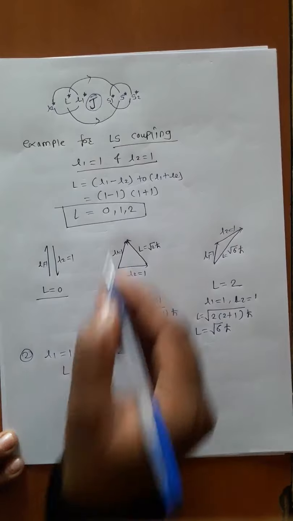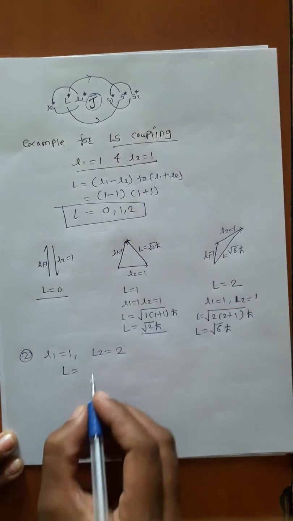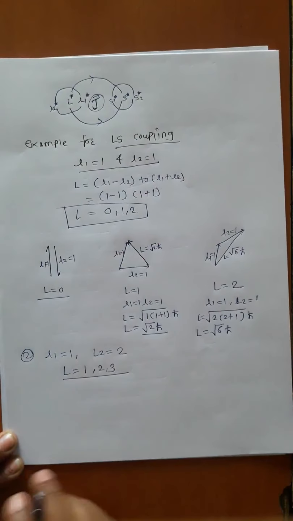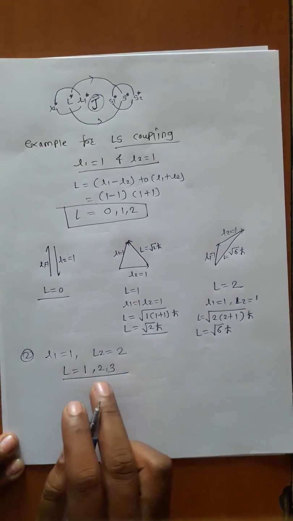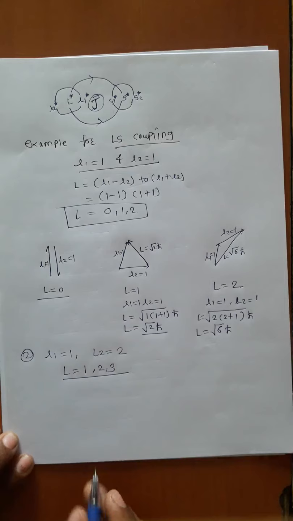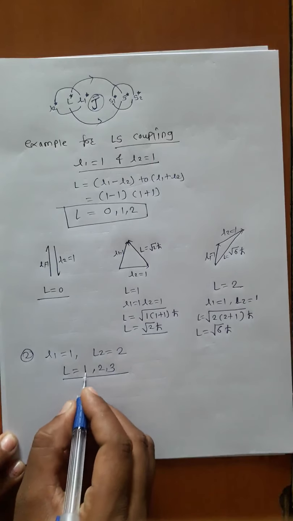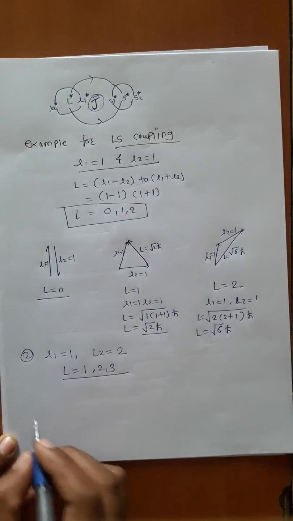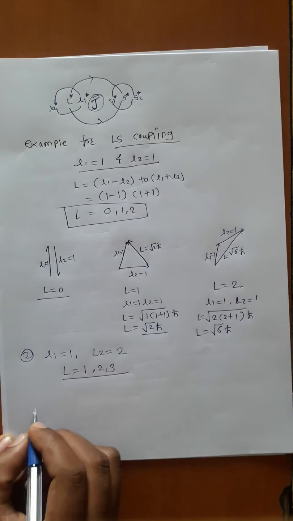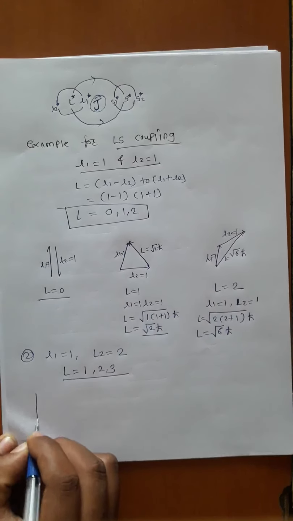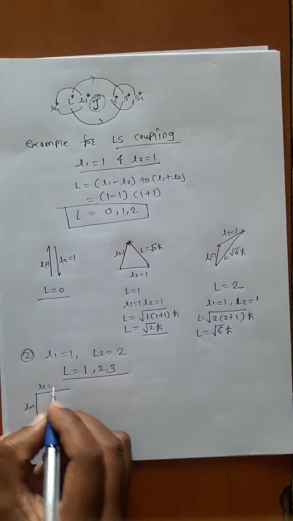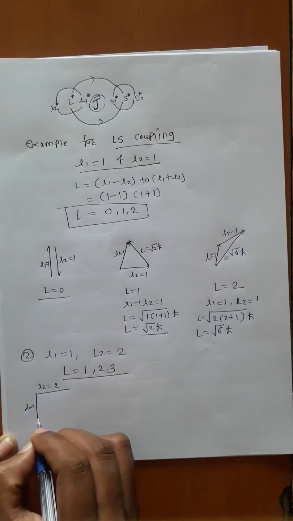The value of L is equal to from L1 minus L2 to L1 plus L2, that will be 2 minus 1, 1, 2 and 3. So the value of L is equal to 1, 2 and 3. In this way we have to calculate, L is equal to 1, then the value of L1 is equal to 1 and L2 is equal to 2.